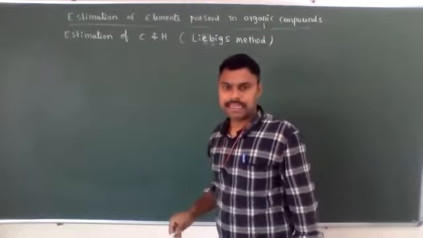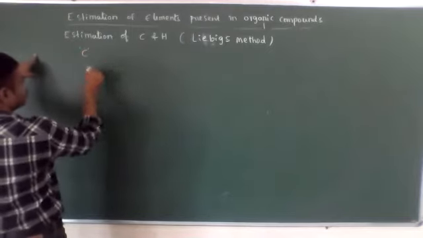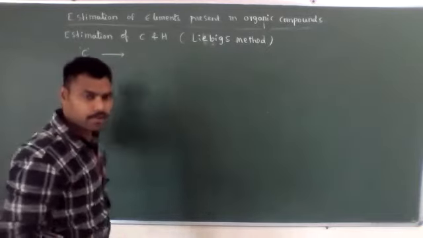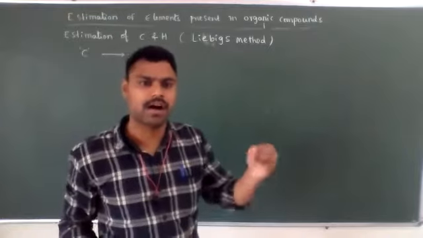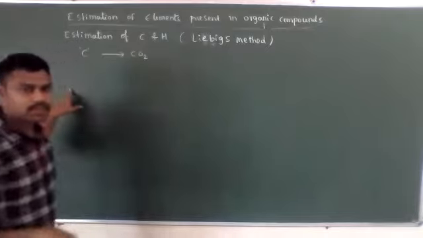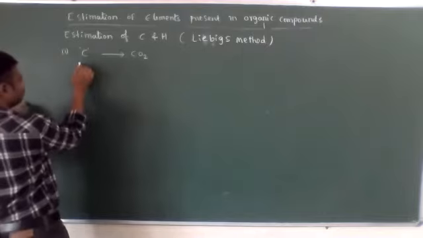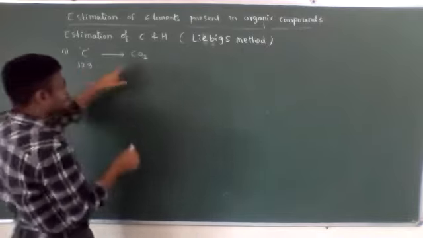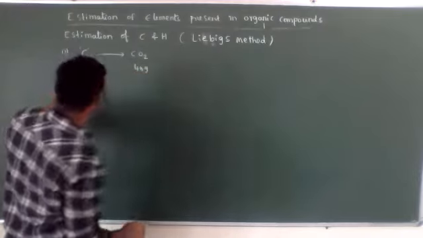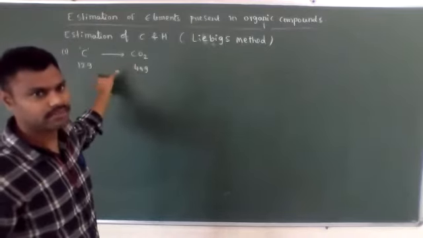Okay. Generally, in organic compounds, carbon is present. Whenever an organic compound has carbon atoms, those carbon atoms on combustion are converted into the form of CO2. See, what is the atomic weight of carbon? 12 grams. What is the gram molecular weight of CO2? 44 grams. See, 12 grams of carbon gives 44 grams of CO2. Means this is the weight-weight relation.